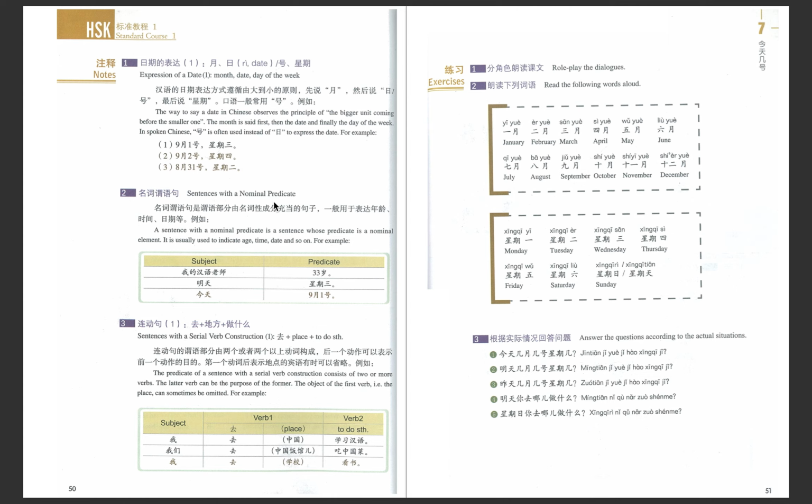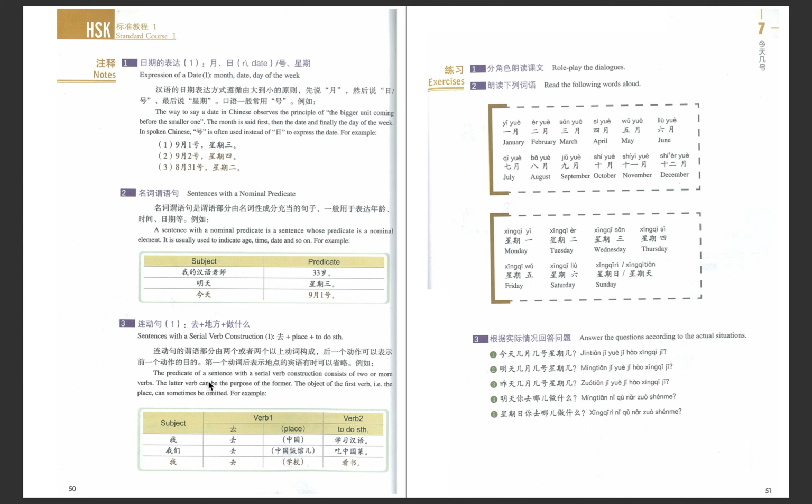Okay, sentences with the nominal predicate. First, 我的汉语老师33岁。我的 my, 汉语 Chinese, 老师 teacher, 33岁 33 years old. 明天星期三。明天 tomorrow, 星期三 predicate, Wednesday, third day of a week. 今天9月1号。今天 subject, 9月1号 predicate. 今天 today, 9月 ninth month of a year, September. 1号 number 1, first, so it's the 1st of September.